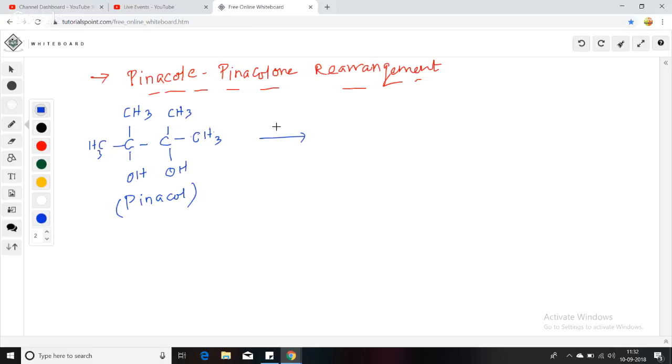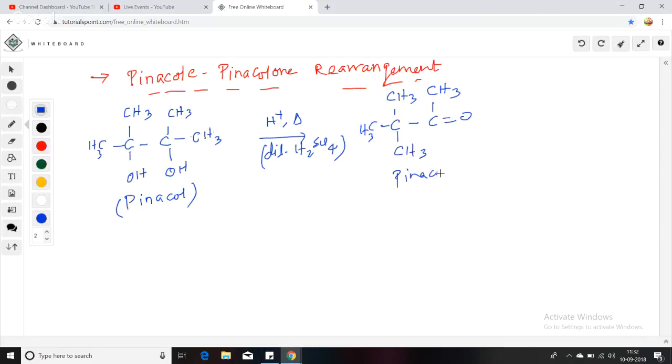So if I write down the product in one simple step, H plus, we are using dilute H2SO4 for this purpose, and the product that we get here is C double bond O, CH3, CH3, CH3, and CH3. This is pinacolone.